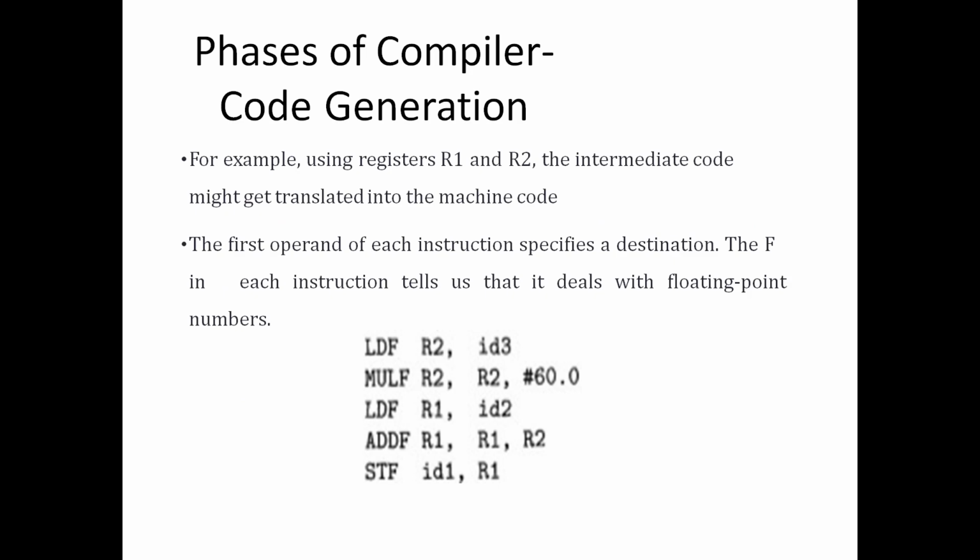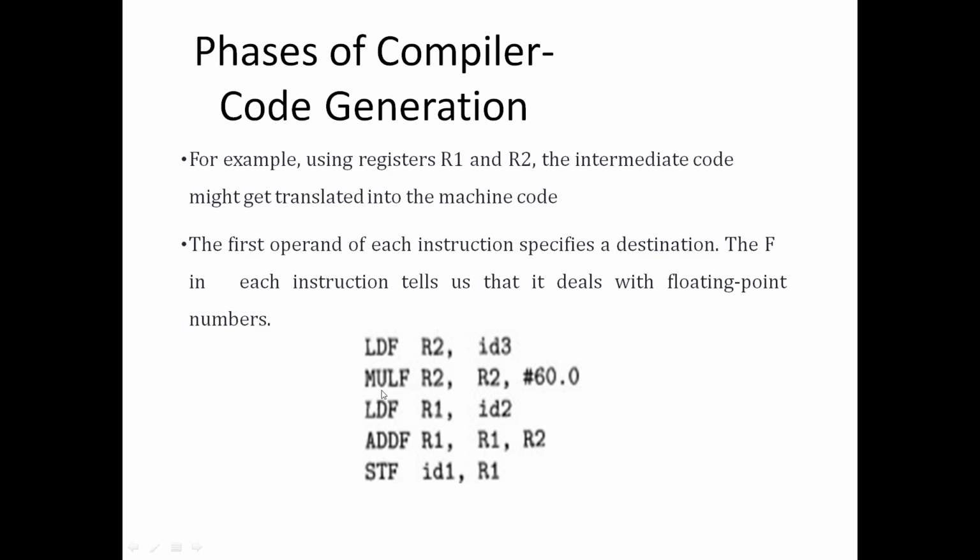I'll show the example here. Here we actually use registers. As I told, we use registers and memory locations when we write machine code. Here I have used two registers, R1 and R2. So intermediate code might get translated into machine code. This is an example instruction. The first line is LDF. LD denotes load operation, F denotes floating point. Initially I'm loading id3 into R2.